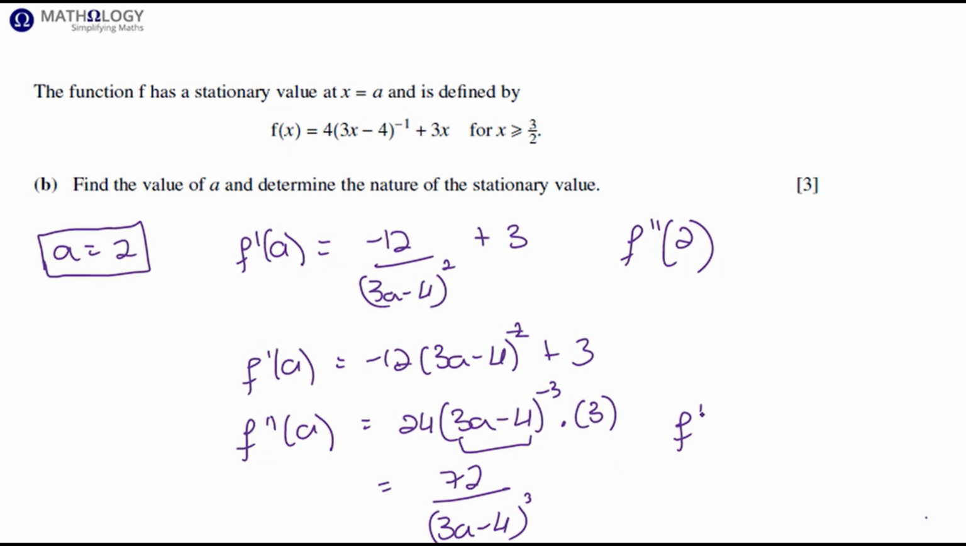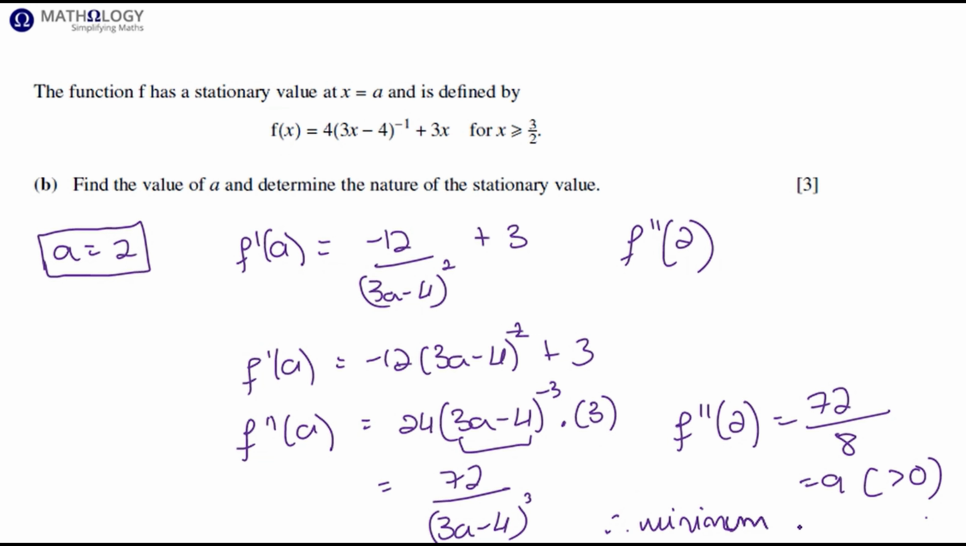And then f double prime 2, so where a equals 2, the second derivative will be 72 divided by (3a minus 4) cubed. 3 times 2 is 6. 6 minus 4 is 2. 2 cubed is 8. 72 divided by 8 equals 9, which is clearly greater than 0. Therefore, we have a minimum stationary point where a equals 2.